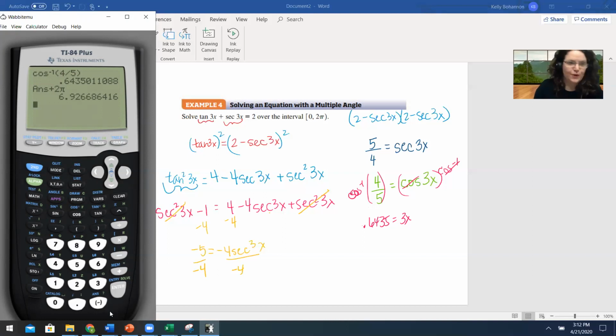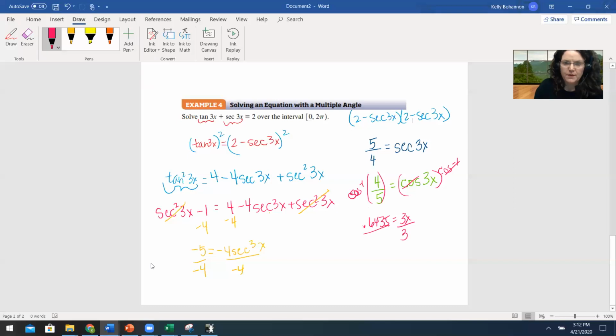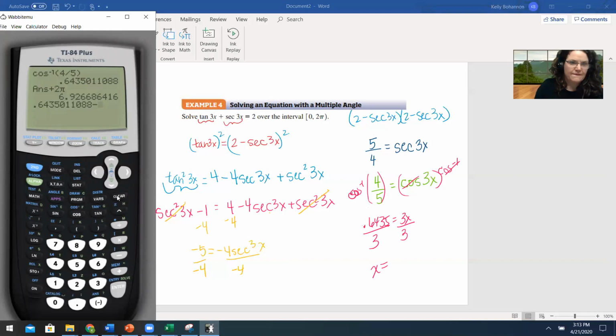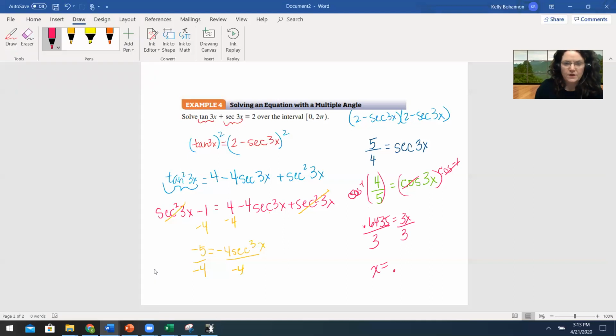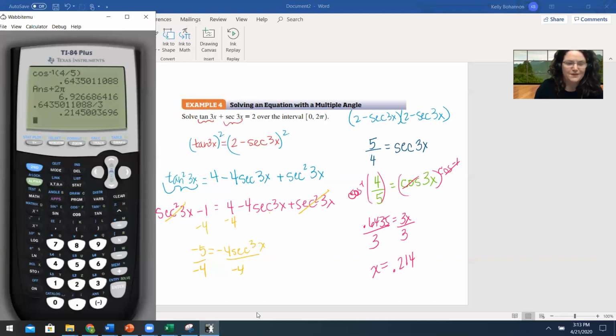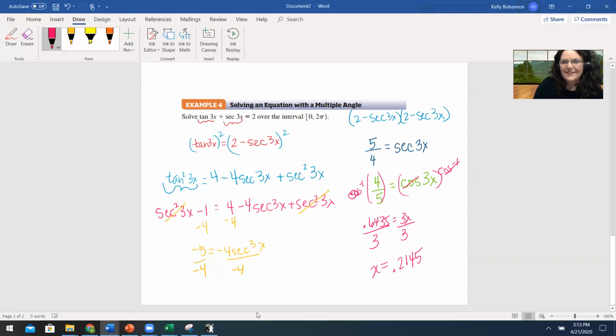Oh, that's too much. So I actually have to subtract 2 pi. So let me go up and grab that. So minus 2 pi. Oh, that's going to be too much too, isn't it? All right, so let's solve this one real quick. So that's 0.6435 divided by 3. So x equals, I have to back up and do divided by 3. So my first answer is 0.2145. So that's my first answer.